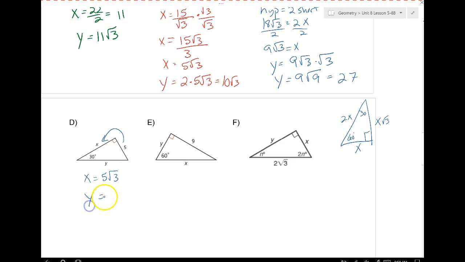Guys, what's y going to be? All right, please don't say 10 root 3 because that would be wrong. Because remember, we always have to go off the short leg. So that's going to be 10. Shucks. Right? It lets me know if you know the pattern.